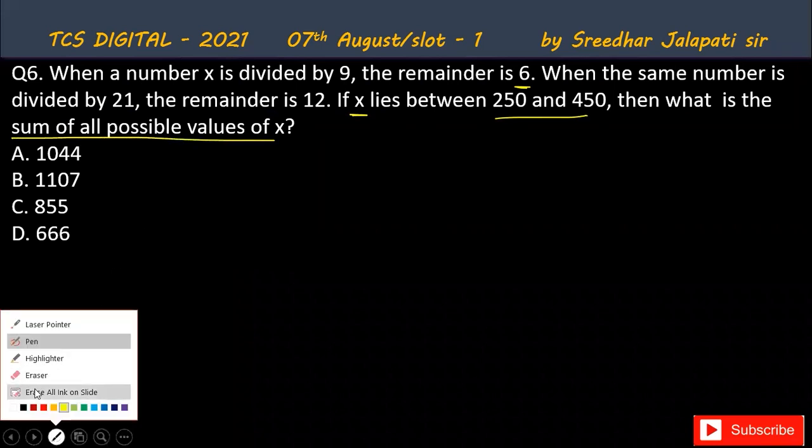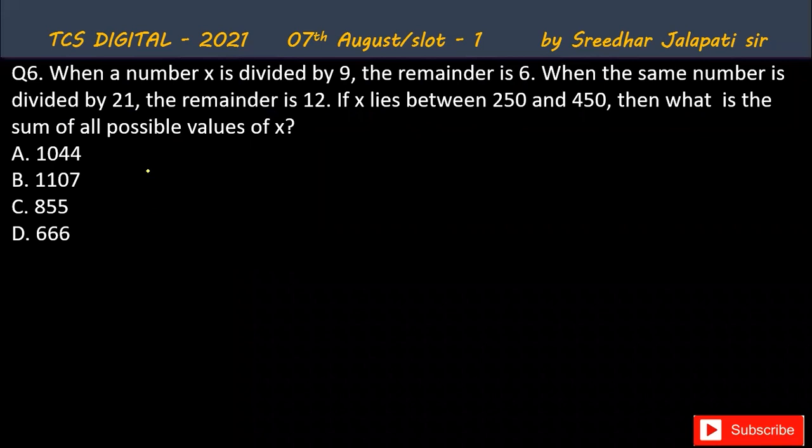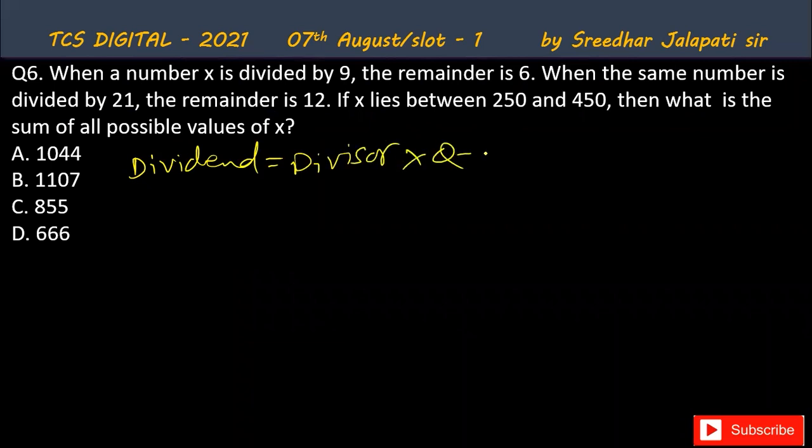So here we have to apply the division algorithm. What is the division algorithm? Dividend is equal to divisor into quotient plus remainder. So, first case, the dividend is nothing but the number we divide, that is x. The divisor is 9. How many times it goes, we do not know. Let it be a times. Remainder is 6. So x is equal to 9a plus 6.